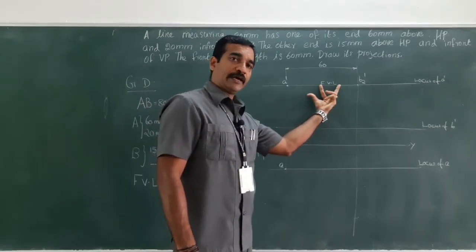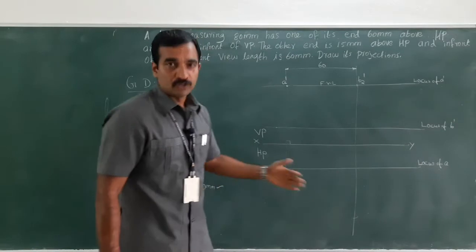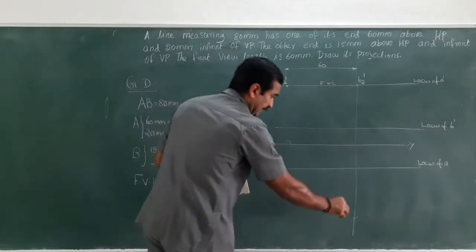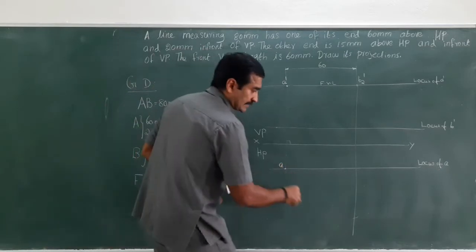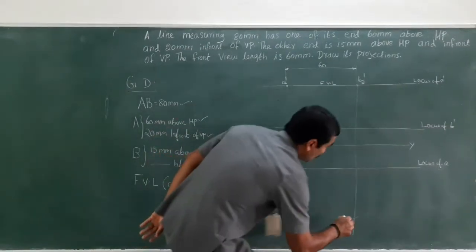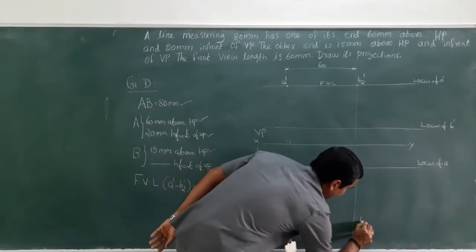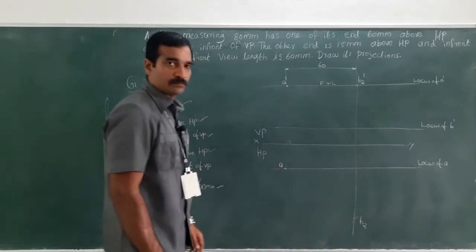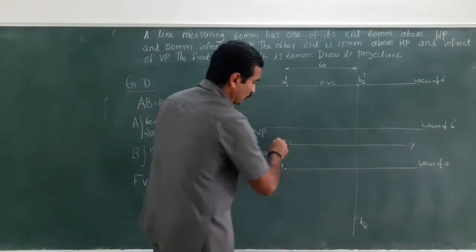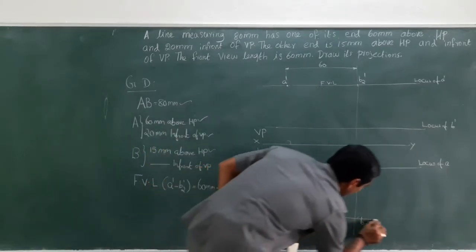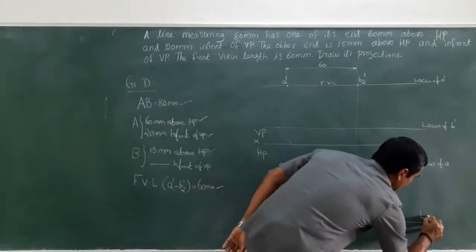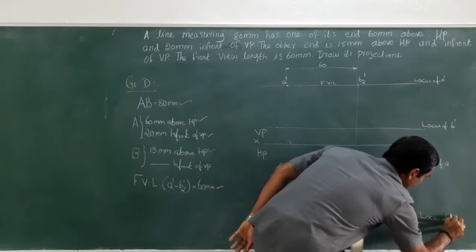Here it is, the front view length. I need to know the top view, right? For which I projected it and took 80 mm in the compass, keeping A as center, and cut an arc. This point is nothing but B2. Draw a parallel line to XY passing through this intersection. This is nothing but the locus of B.